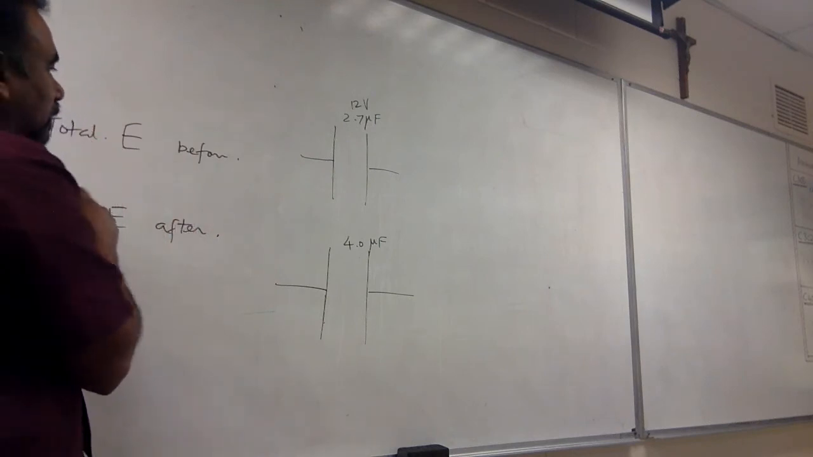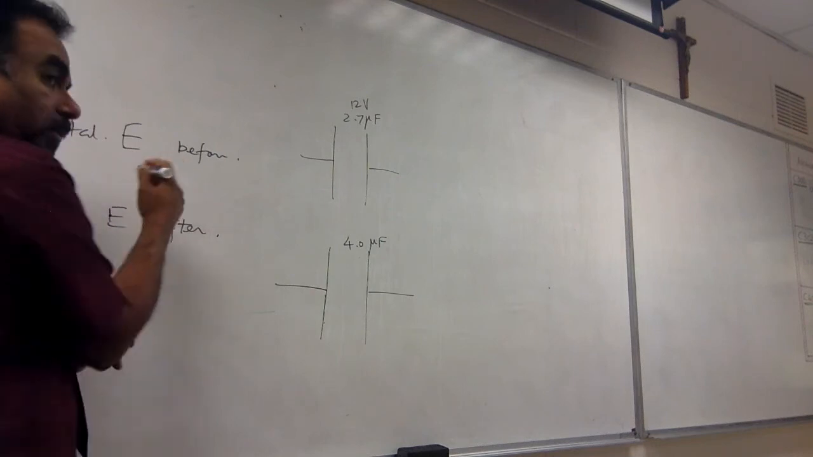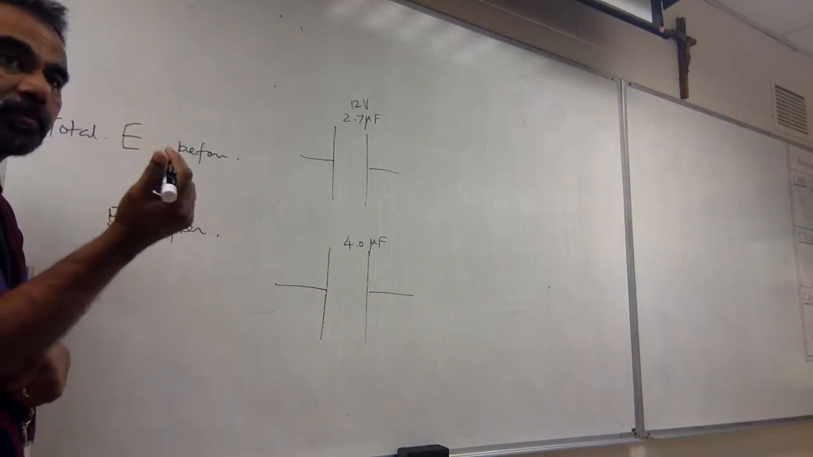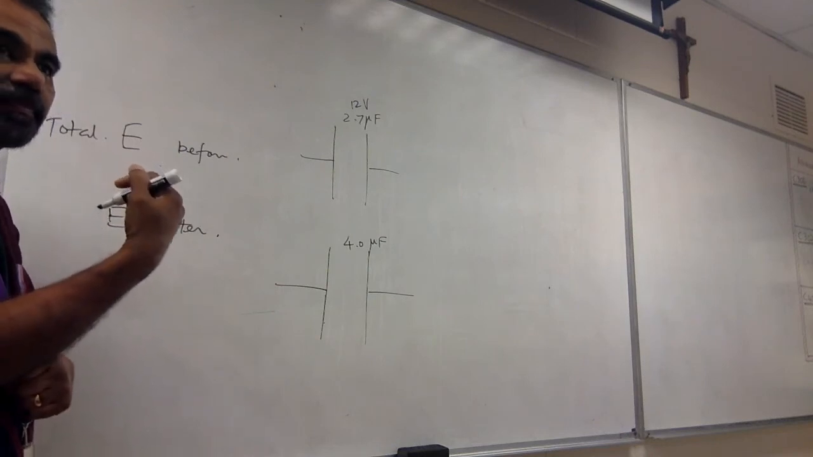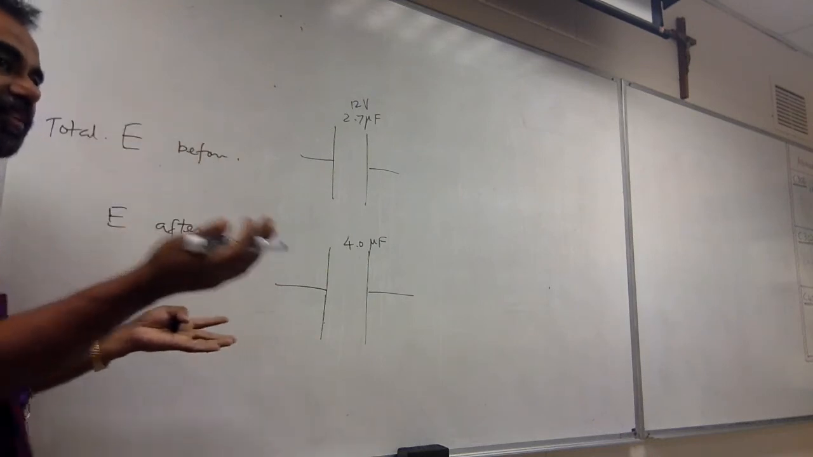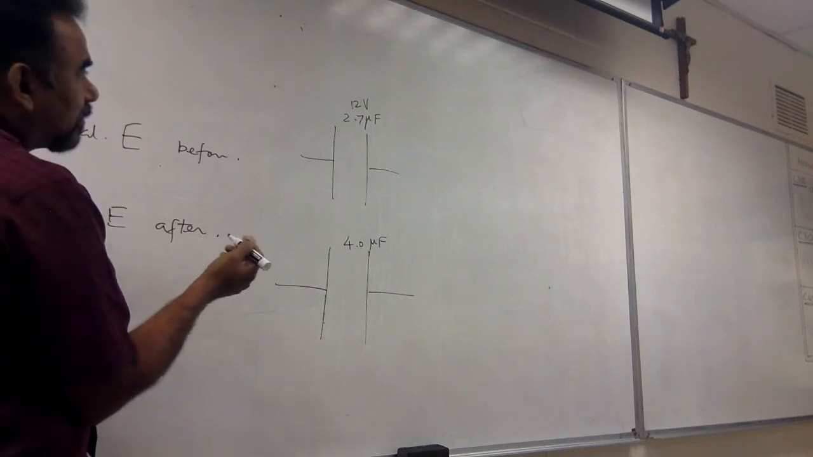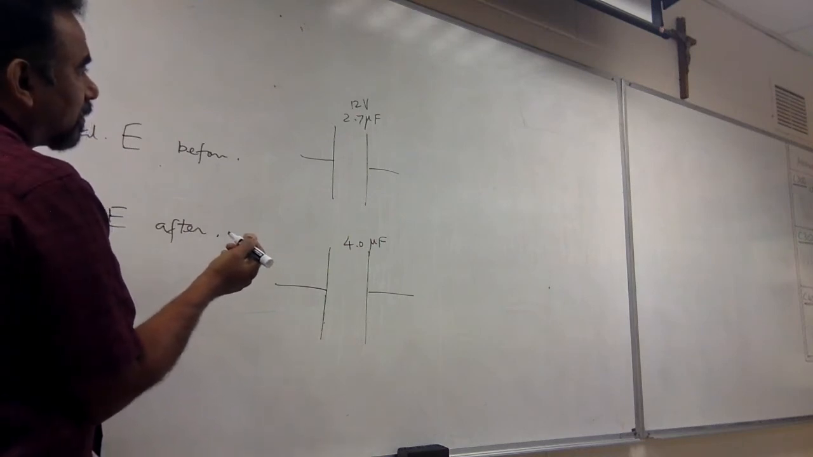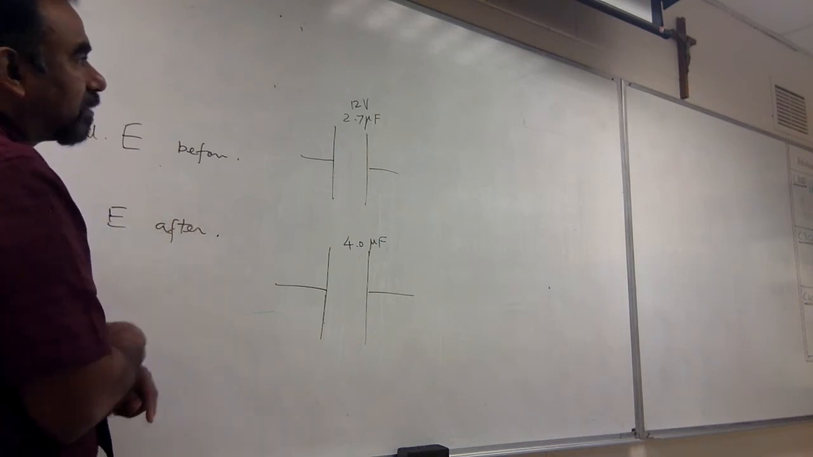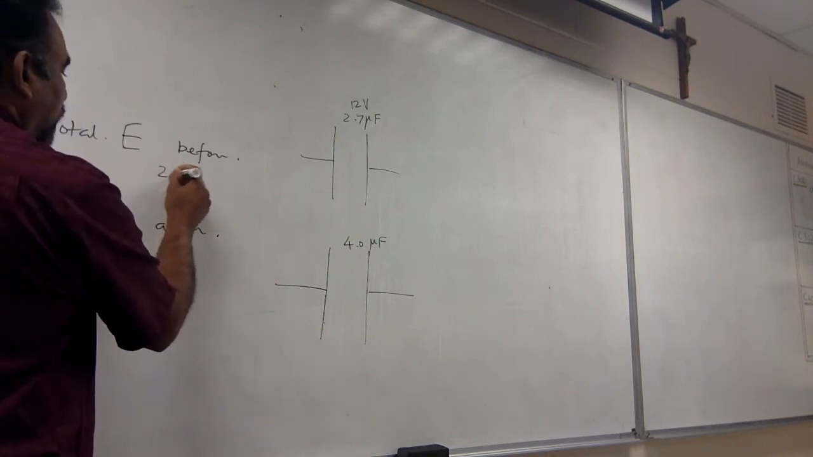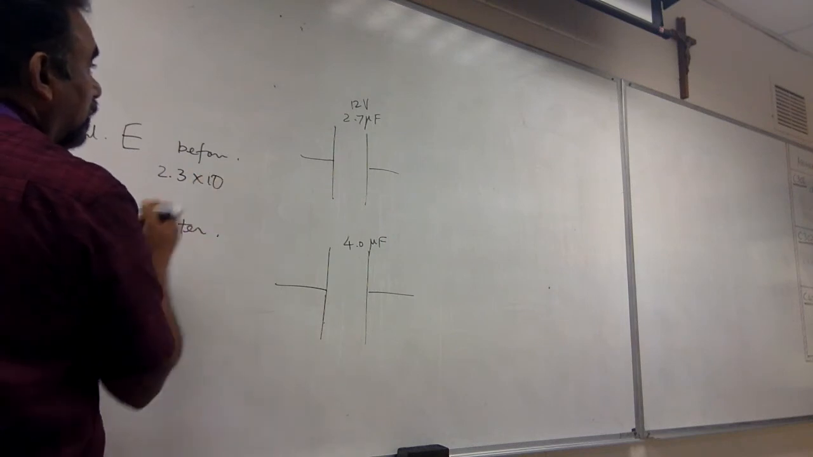How much? 30? What? How much do you have? Say it. I guess 2.3 times 10 to the power of negative somewhere. Is that the energy before? I don't know if that's right. Maybe, yes. 2.3 times 10 power negative 3. That's what I said.